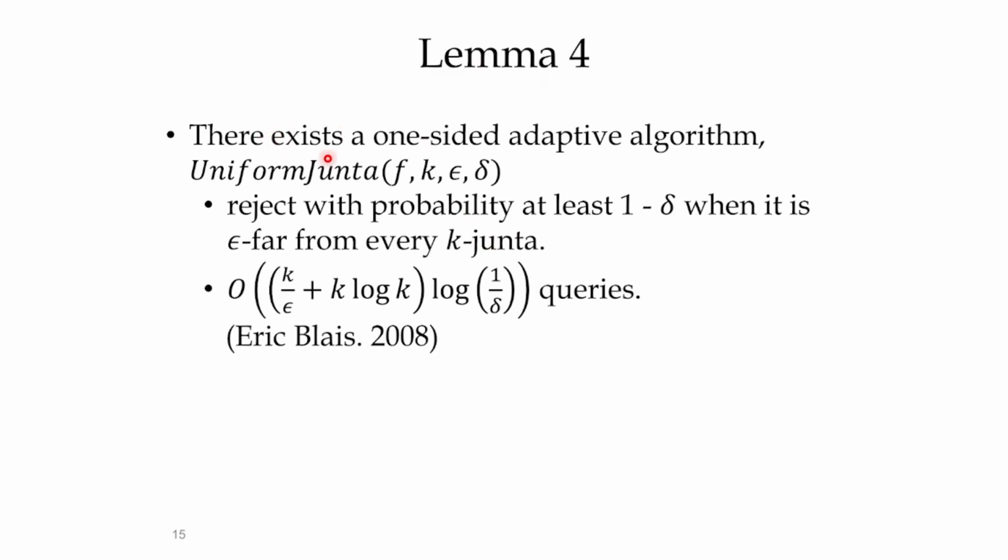Lemma 4. There exists a one-sided adaptive algorithm, Uniform Junta of f, k, epsilon, and delta, that rejects with a probability at least 1 minus delta when f is epsilon far from every k Junta, which makes O(k/epsilon + k log k log(1/delta)) queries.